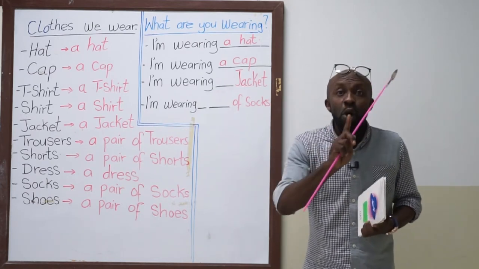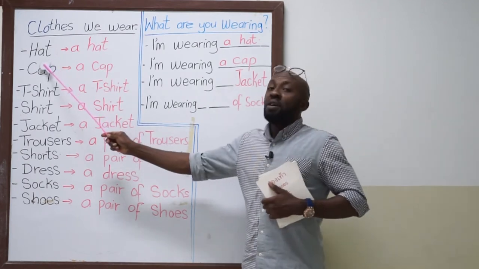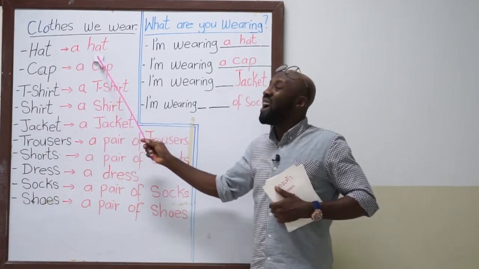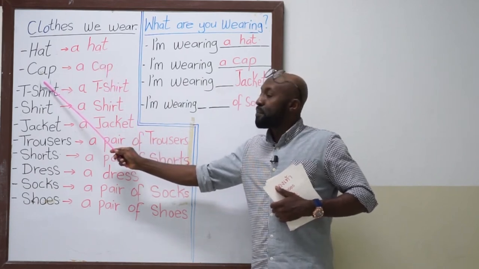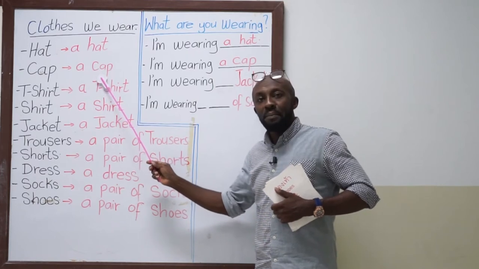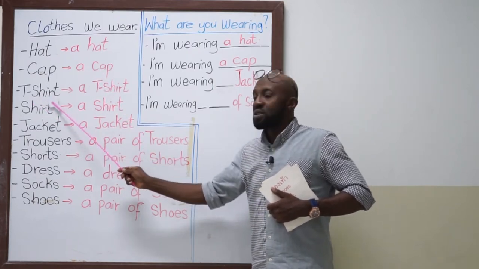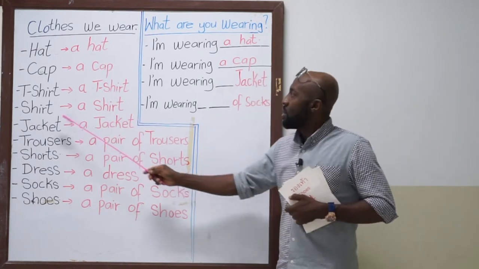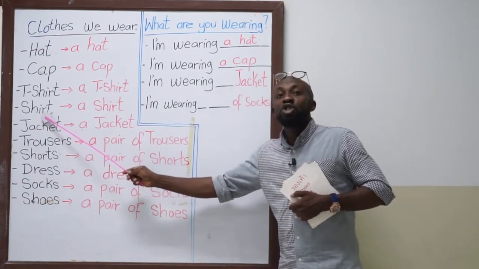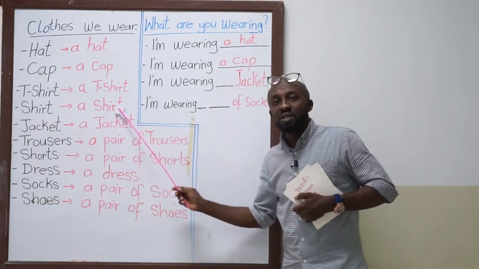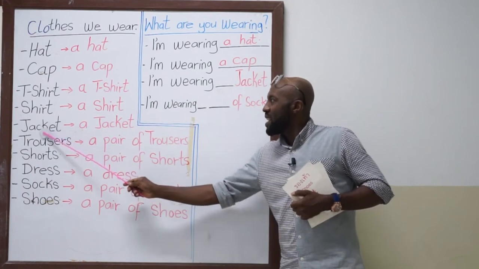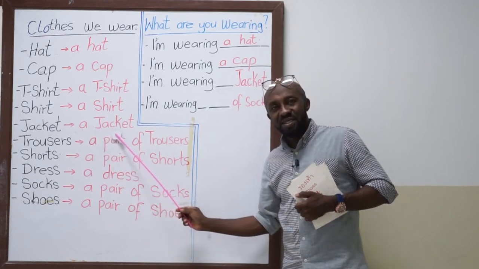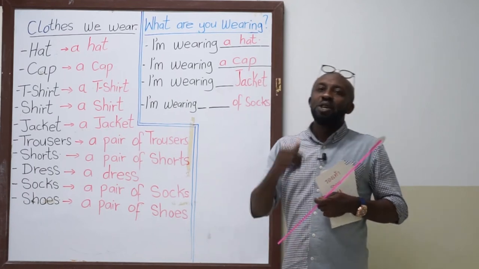Let's go again one more time. Okay. Repeat after me. Okay. Hat. A hat. Cap. A cap. Good. T-shirt. A t-shirt. Good. Shirt. A shirt. Good. Jacket. A jacket. Good.